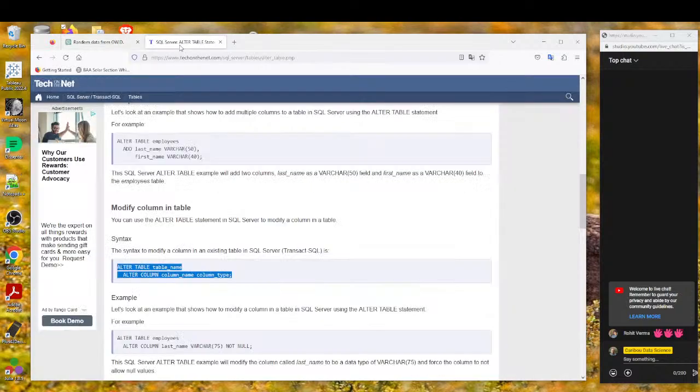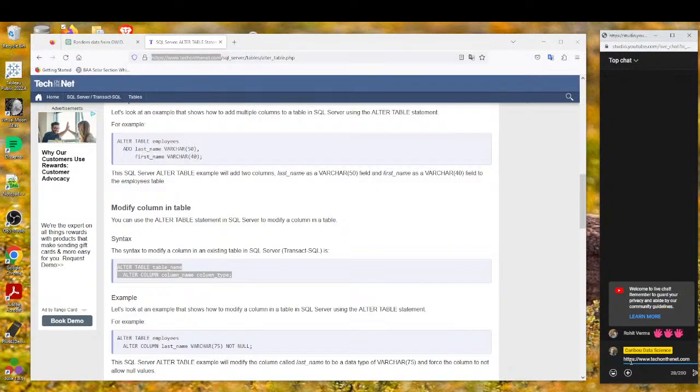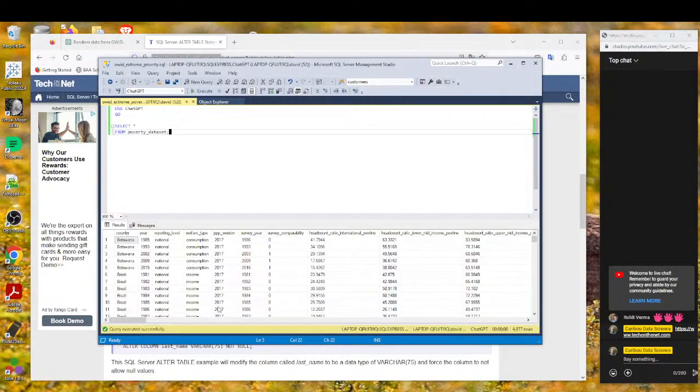Now, I want to point out that if you're interested in SQL, this Tech on the Web site is an excellent site. I used to use this all the time. Although, as you can see, ChatGPT could become my favorite tool. I suggest that you bookmark that site.